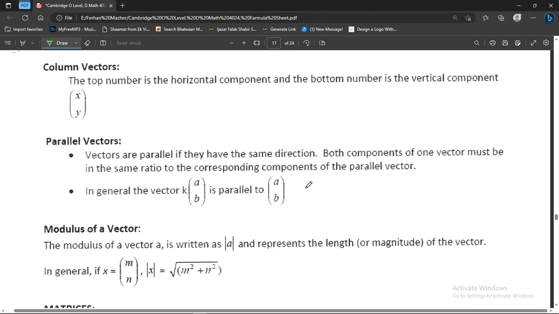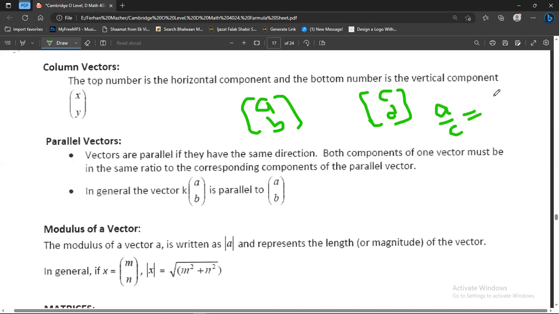For example, if you have two vectors, I just want to explain this sentence. For example, one vector is A and B, and the other vector is, for example, C and D, and they are parallel to each other. Then the ratio of their x will be equal to the ratio of their y. Okay.